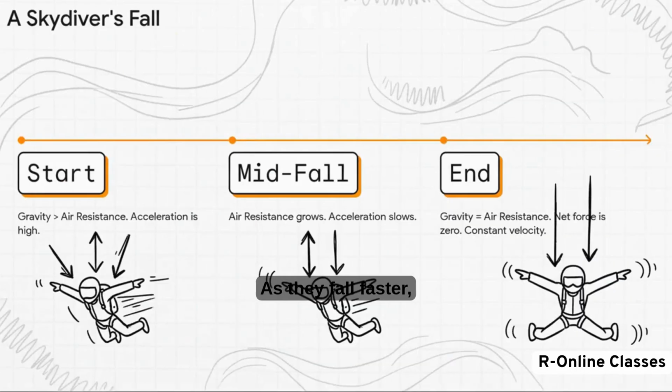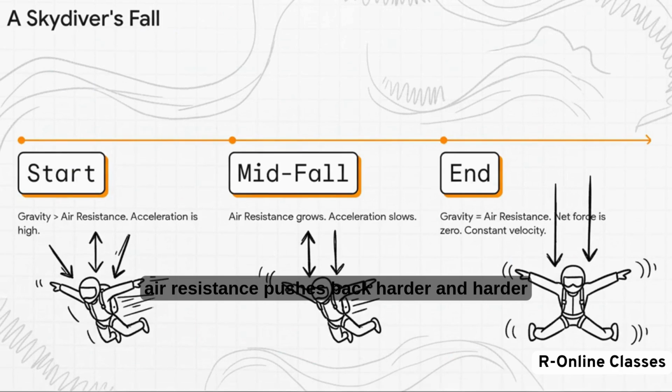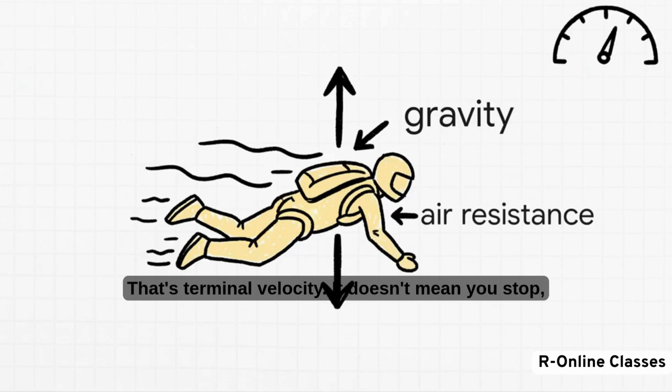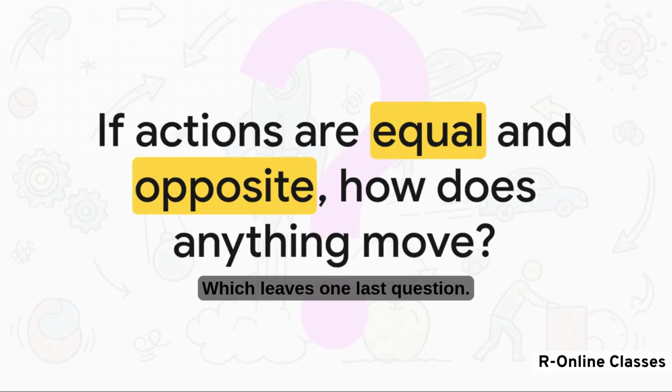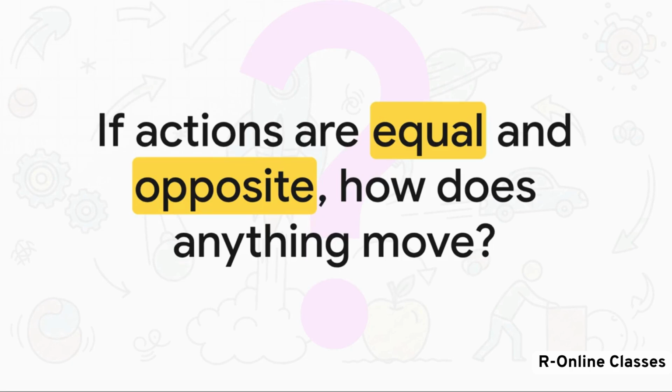As they fall faster, air resistance pushes back harder and harder until it perfectly balances gravity. That's terminal velocity. It doesn't mean you stop, it just means you stop accelerating. Which leaves one last question. If every action has an equal reaction, how does anything move? Well, the forces act on different objects.